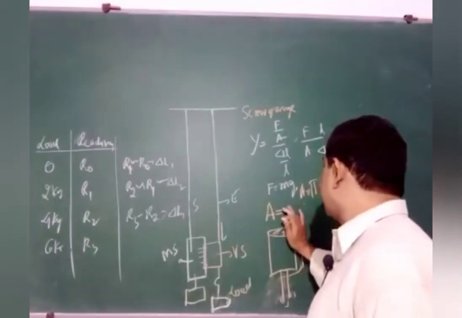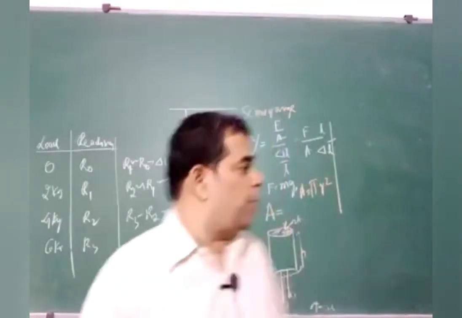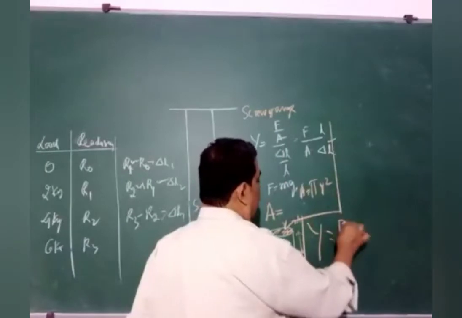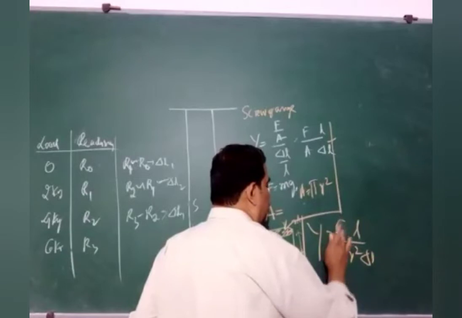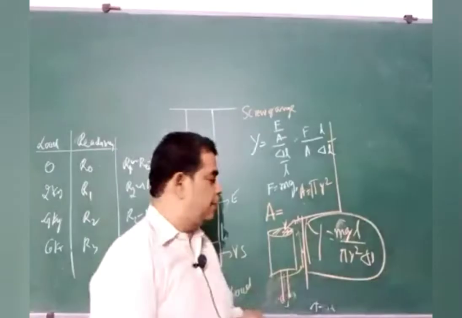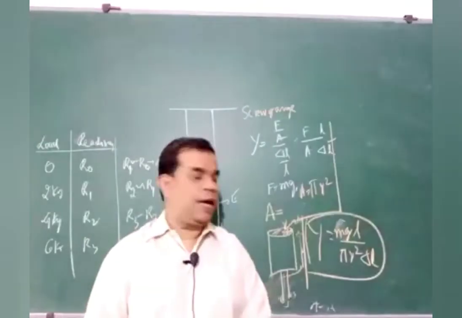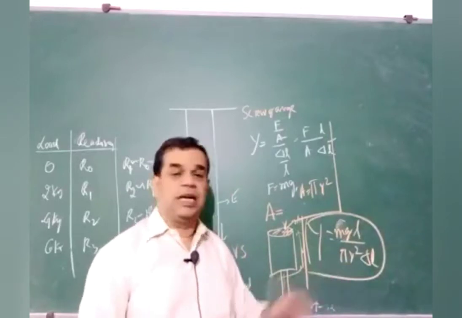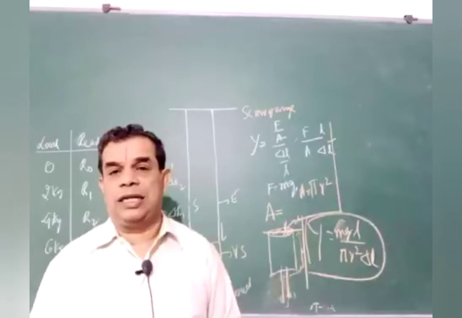Once you know the circular part area, substitute everything and you'll get the final formula. Young's modulus Y equals F L by pi r square delta L. For F also you can substitute mg. This is the formula: m g l by pi r square delta L. This is the formula for Young's modulus that we use in the lab.